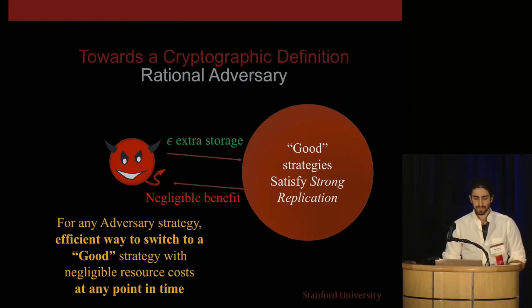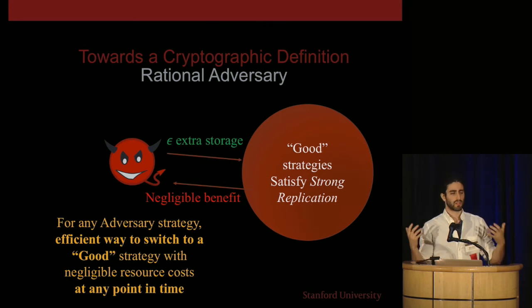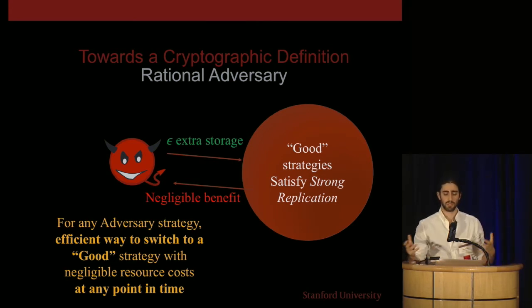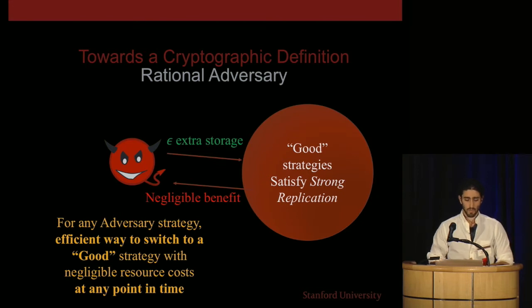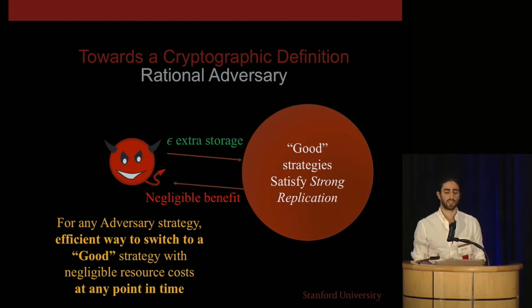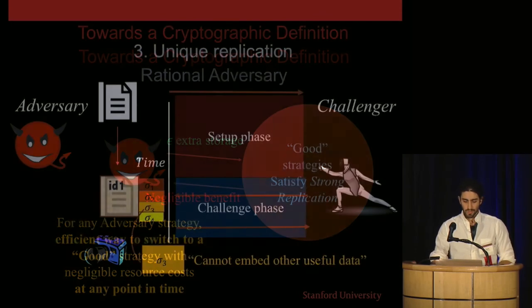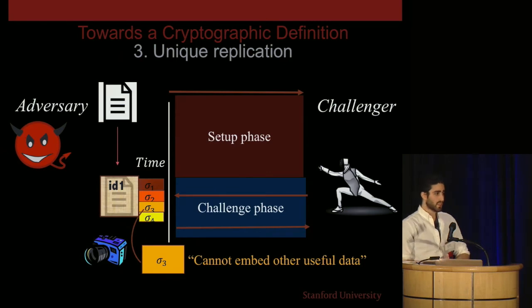So this rational adversary has been used many times before, especially within the realm of similar protocols like proofs of space. And the concept is that for any adversary strategy, there should be just an efficient way to switch between a good strategy and a bad strategy. Now, that actually doesn't capture everything just quite yet.